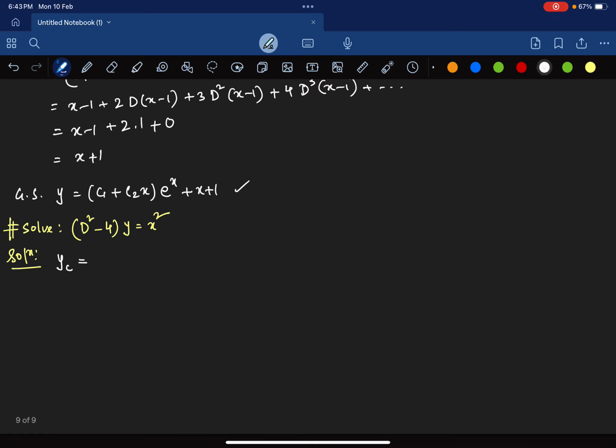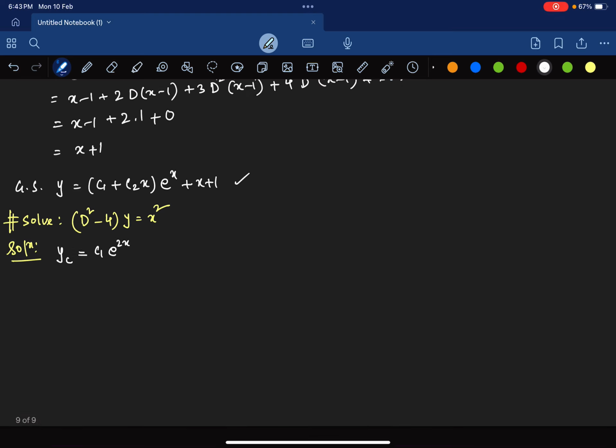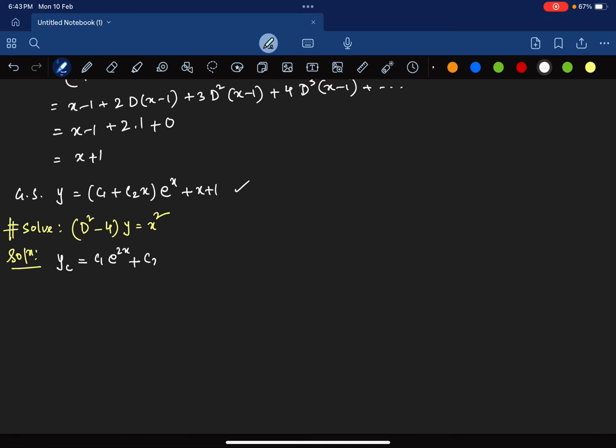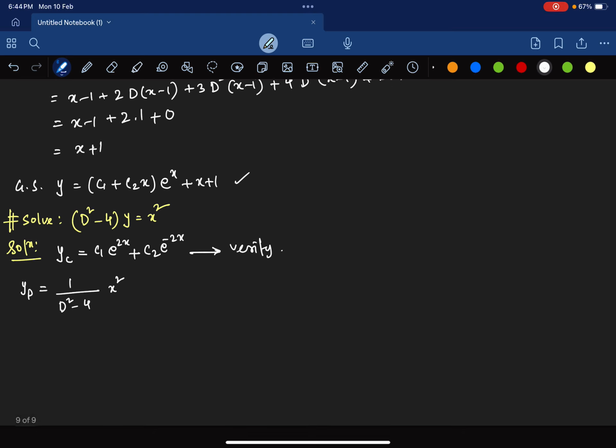So yc, again this is for your homework purpose, you can try this. yc is equal to C1 e power 2x plus C2 e power minus 2x. You can verify this thing. Okay, now yp is given by 1 by (D square minus 4) of x square.